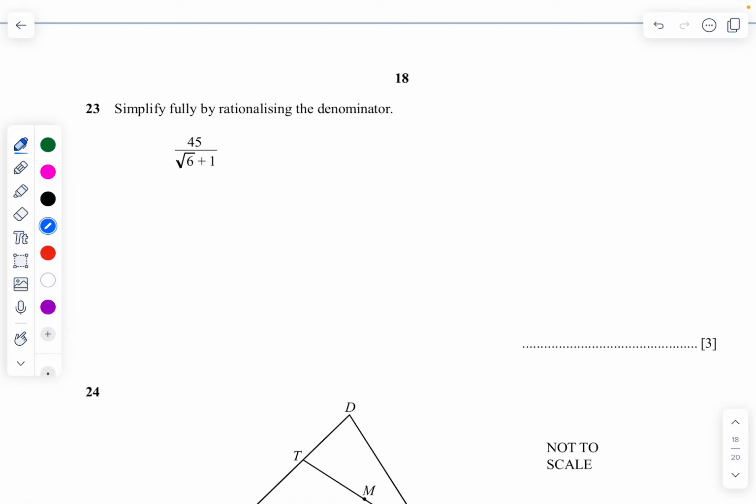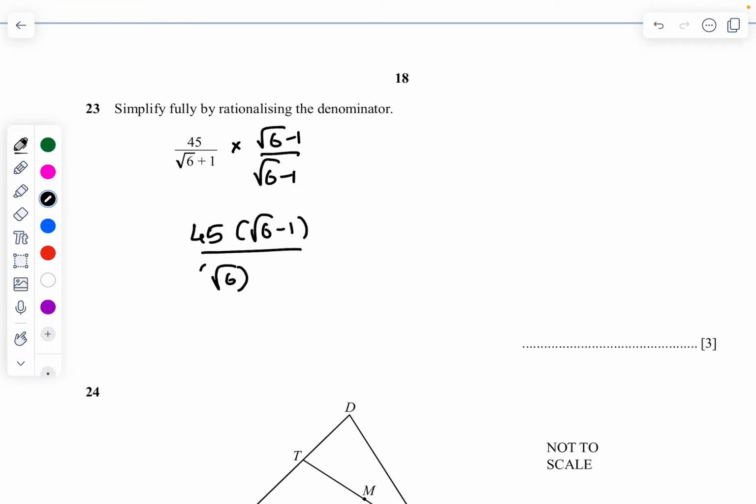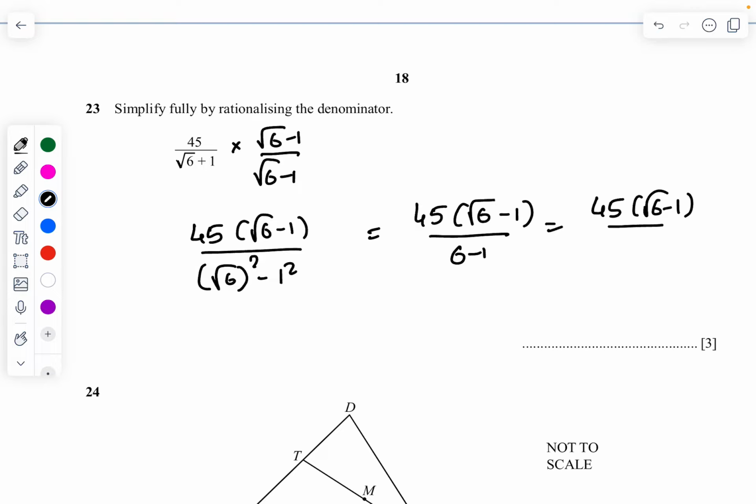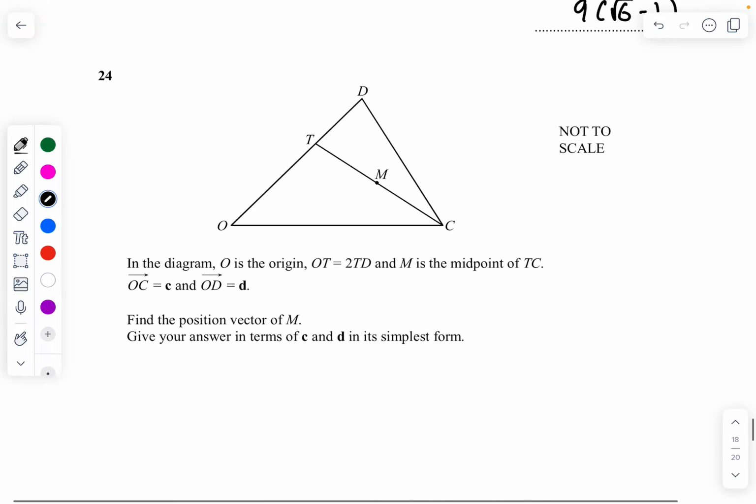Question number 23. Rationalization. So multiply by root 6 minus 1 by root 6 minus 1. So it becomes 45 times root 6 minus 1 by a square minus b square, which is 45 times root 6 minus 1 by 6 minus 1. 45 times root 6 minus 1 by 5, which is 9 times root 6 minus 1.